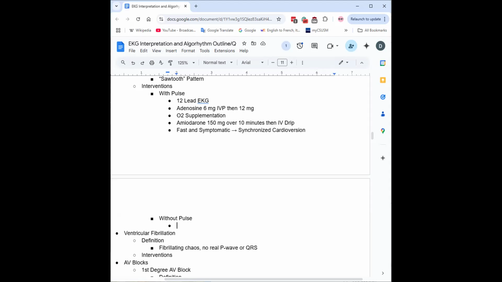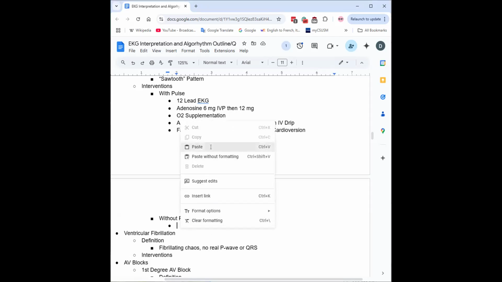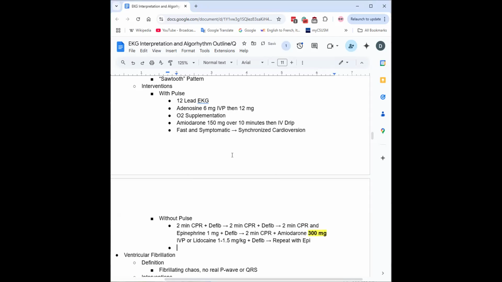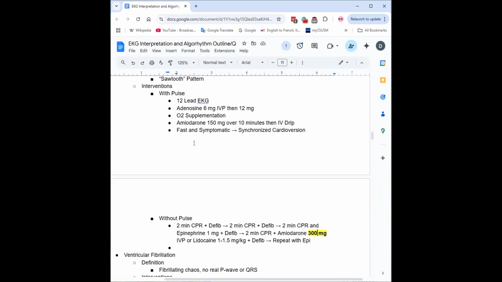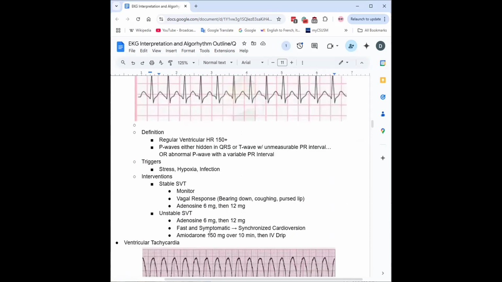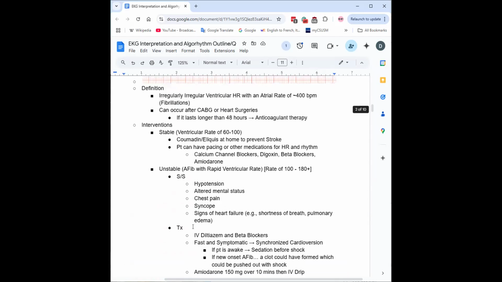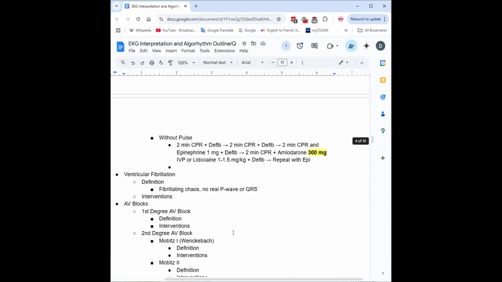So I kind of have some of the stuff here. We're considering your H's and T's that we talked about before for potential causes, and then what can be done to treat the underlying cause. So again, keep in mind that with your pulseless algorithm, it's 300 milligrams as opposed to the 150 that is done for the other drips. The other conditions is 150 and then drip. The other one's 150 and then drip. This one specifically 300 and IV push 300.